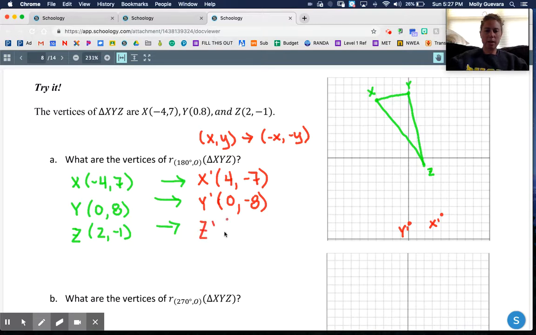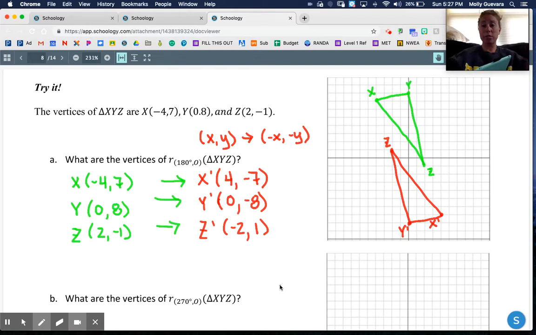And then z prime, 2 times negative 1 is negative 2. Negative 1 times negative 1 is positive 1. So I have negative 2, 1. And I can connect. And there's my rotated triangle. Okay, so hopefully it's not too bad. If you have not done part B yet, pause the video and do it. Otherwise, if you have done it and you're ready to check your work, we're going to go over it.